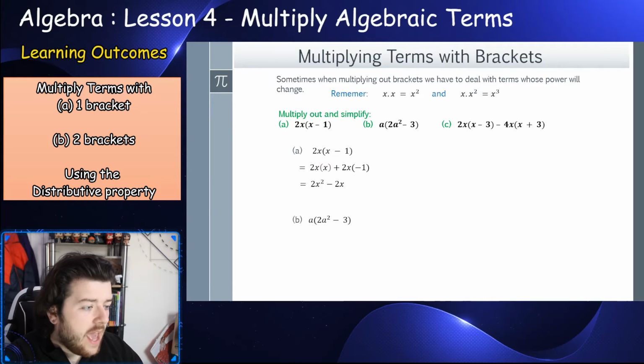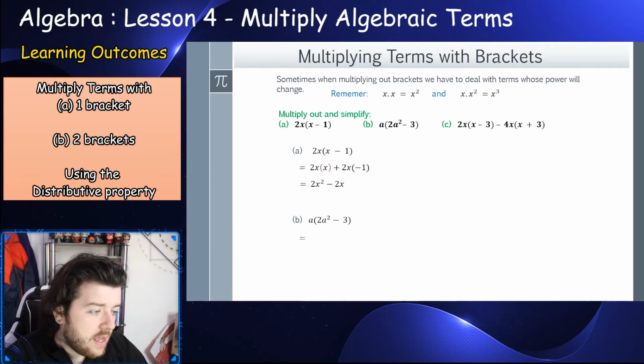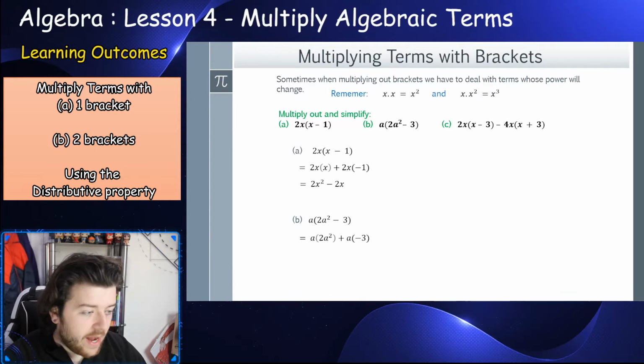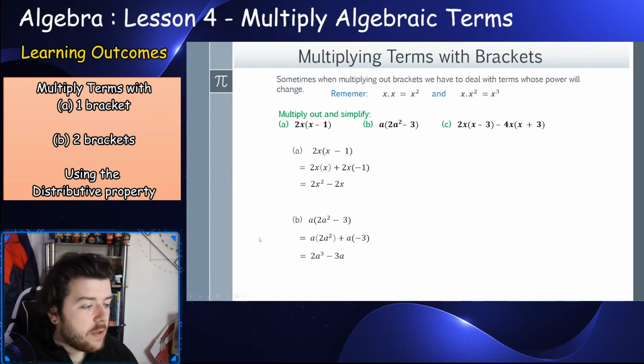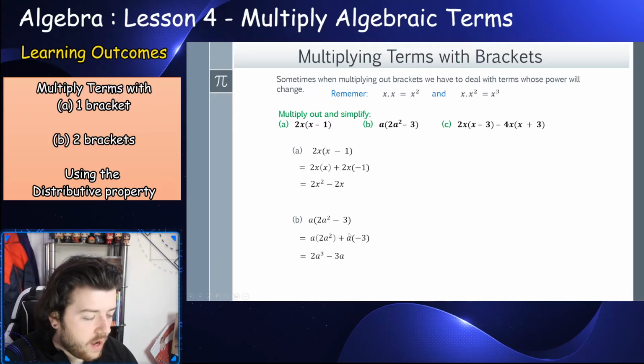The next one, a times 2a squared minus 3, exact same as I did before. I multiply each term by an a, so it'll be a times 2a squared plus a times minus 3. So a times 2a squared, that's going to give me 2a cubed. And then a times minus 3 is going to give me minus 3a. So remember, like a little commutative property here, as I recalled a while ago. A times minus 3, that's going to be the same as minus 3 times a. That's how I point that out.